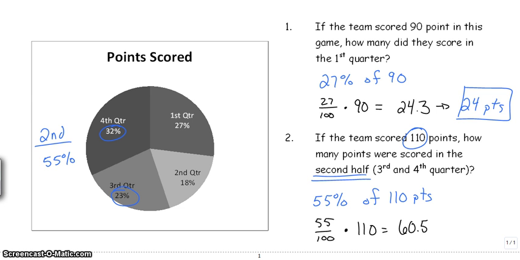Once again, we're dealing with points scored. 0.5 means I'm going to round this up. It's an object. It's a point. It is not a human being. I am not creating half of a person, so I can round this up. The 0.5 tells me to round up, and we can assume they scored 61 points in the second half of this game.